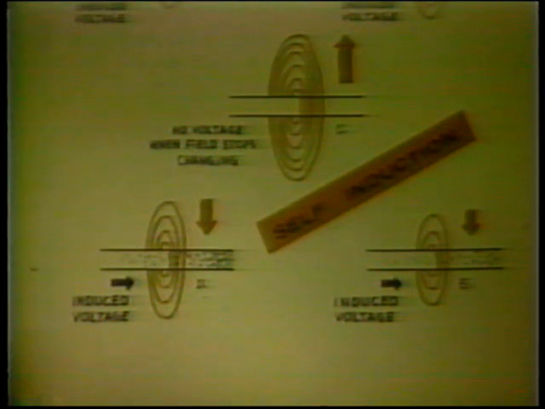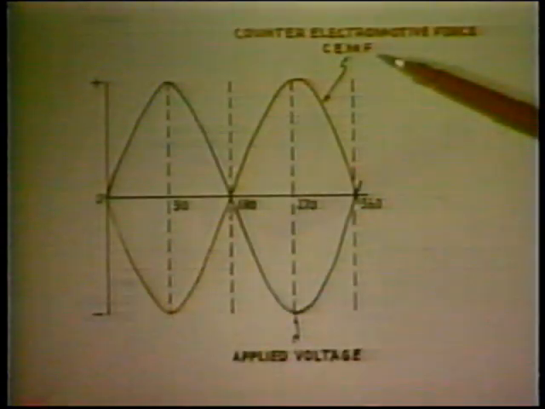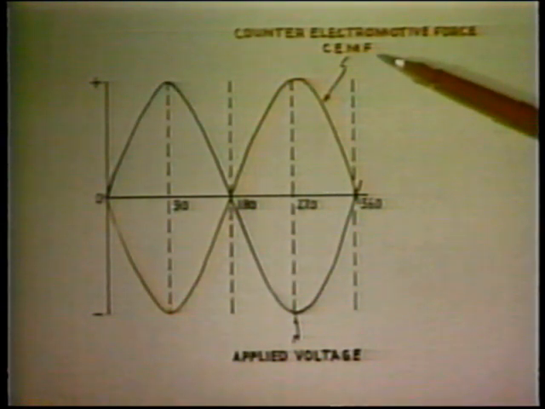This process of inducing a voltage in a conductor when the current is changing in that conductor is called self-induction. The voltage induced by self-induction is called a counter-electromotive force, abbreviated CEMF. This induced voltage always opposes the applied voltage causing the action. That is, they are 180 degrees out of phase.